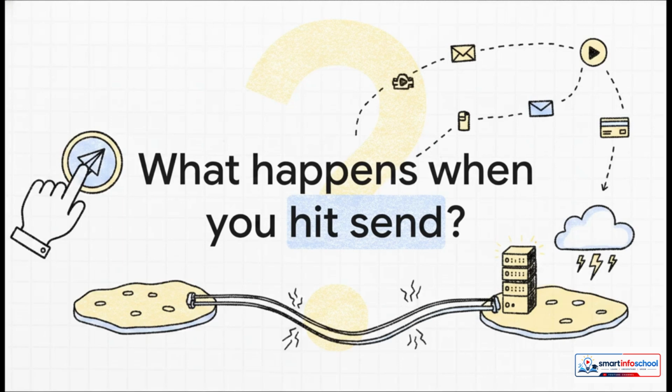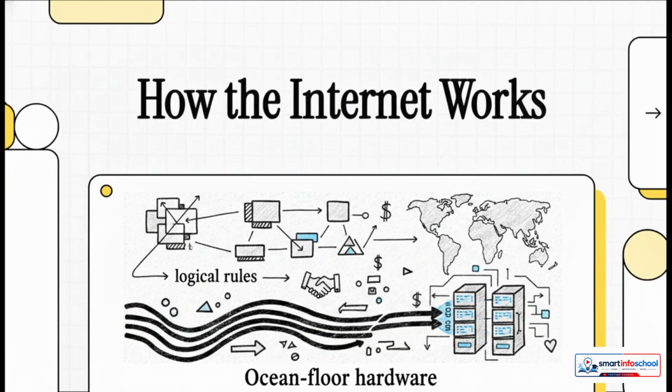You know, the exact moment you hit send on a message, or fire up a streaming video, or tap to make an online payment, what actually happens? We tend to think of the internet as this invisible, magical cloud just floating up in the sky somewhere. But honestly, the reality is so much more physical, incredibly complex, and frankly, way more fragile than you might think. Welcome to This Explainer, where we're going to dig into how the internet actually works.